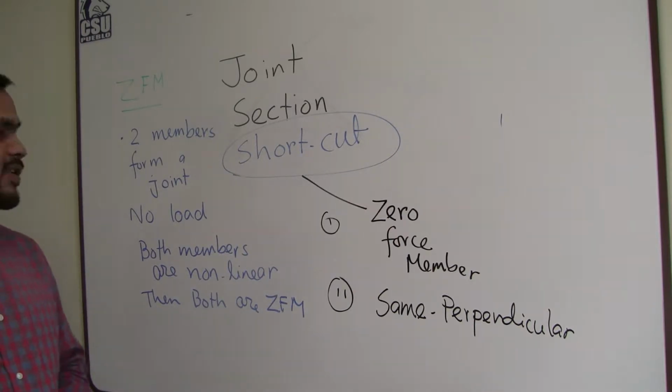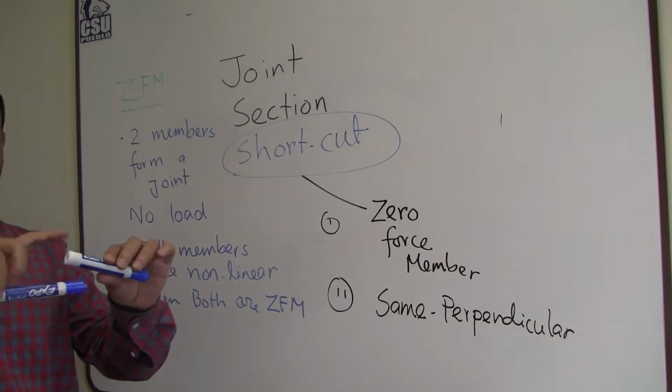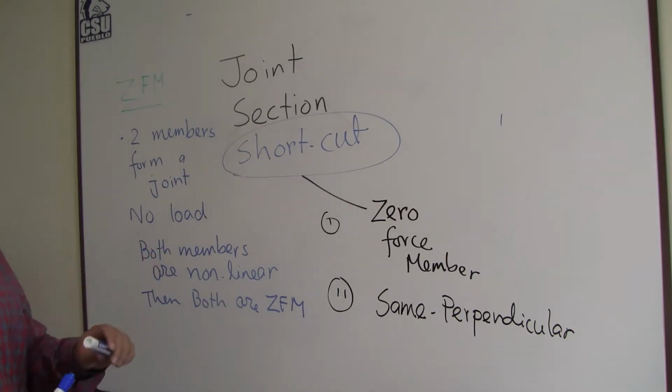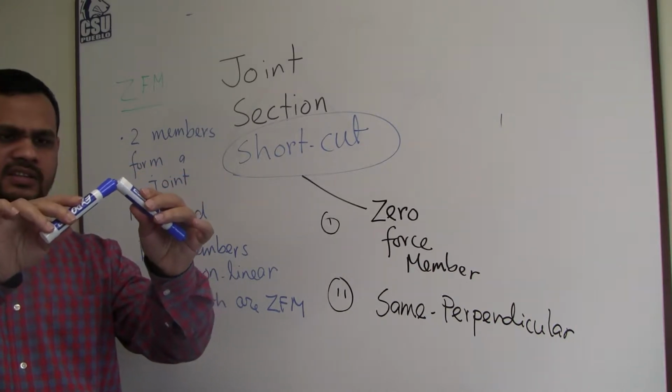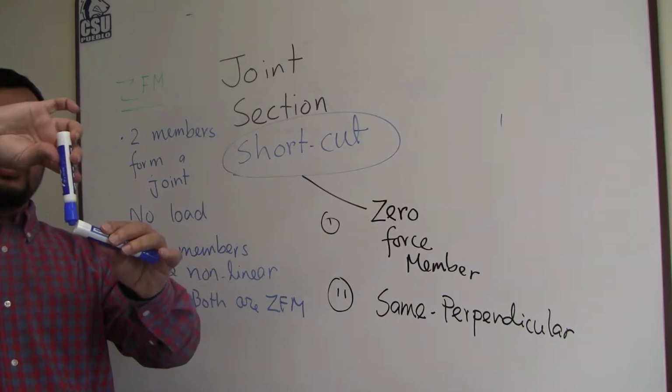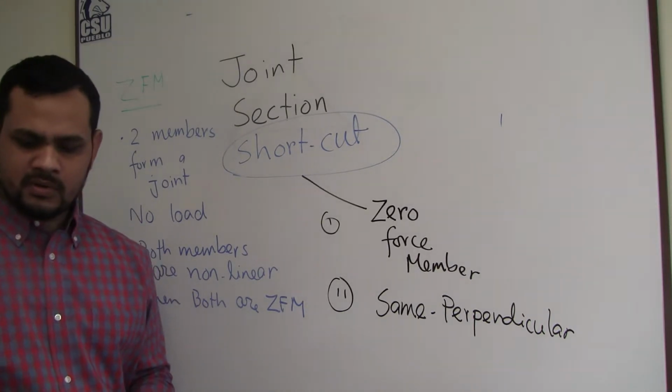What does it mean? It means 2 members form a joint, no load in the joint, and both are non-linear. Non-linear means it is not like this. It is either this or this or this. So it should be non-linear. Then both are zero force member. That is rule number one.